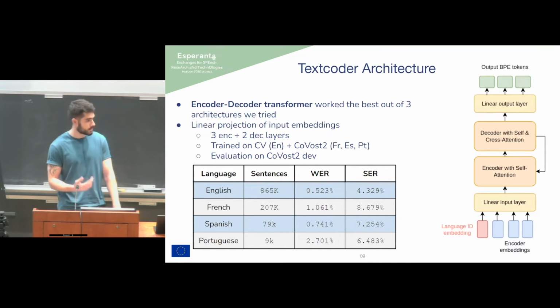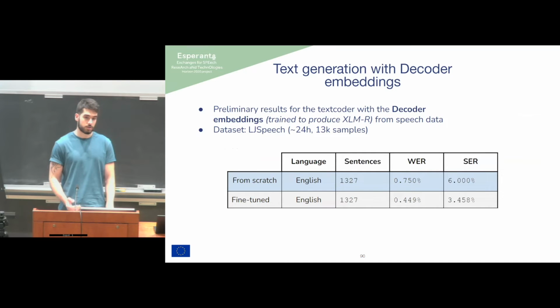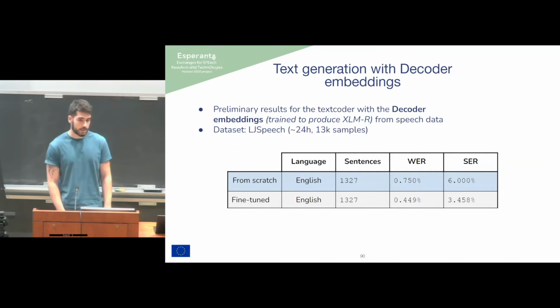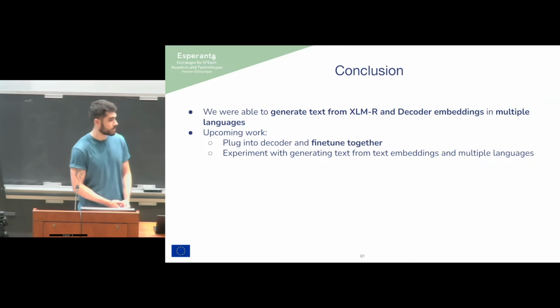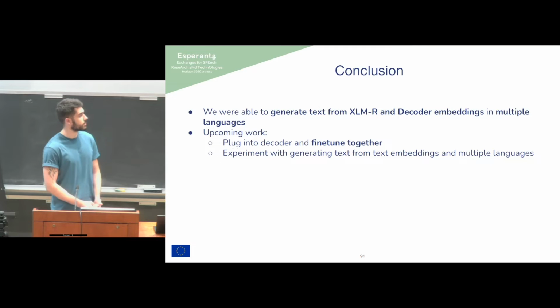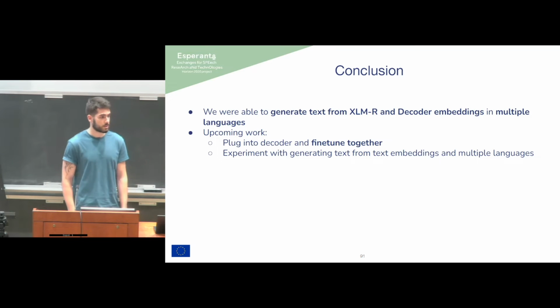So after verifying that we can generate good text from this, we moved to the embeddings from our decoder. As our preliminary results show, we can also generate decent quality text from the disentangled modality embeddings from the previously trained decoder. Those are only the first experiments, on smaller data samples. For our future goals, the first thing is to fine-tune the decoder and text coder together on more data, and also introduce more languages to train the whole pipeline in multilingual settings.